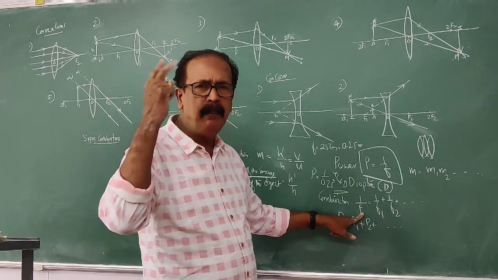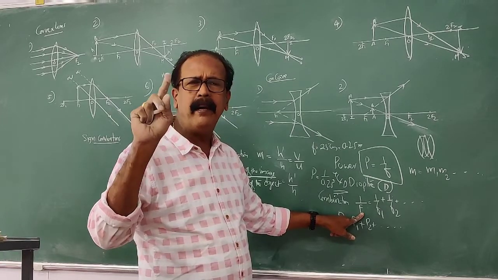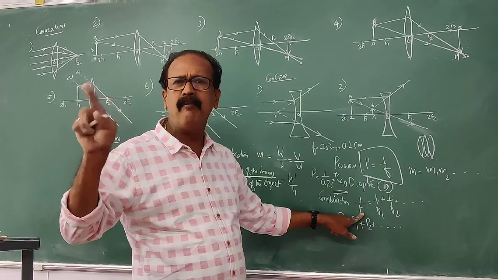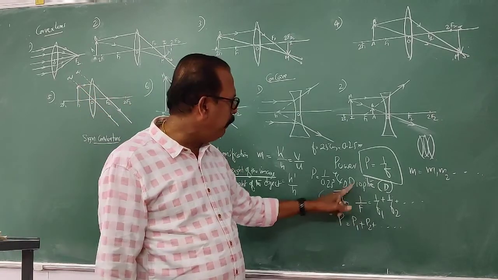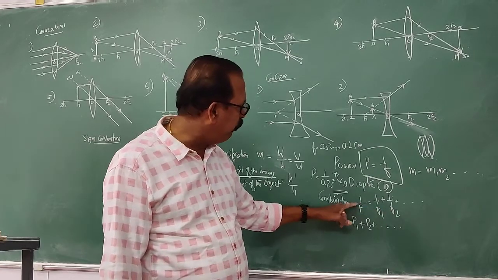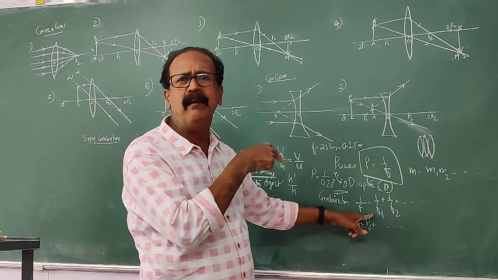Like you study in elementary classes how resistances are combined. When resistances are combined in parallel, we get a formula 1 by r equal to 1 by r1 plus 1 by r2, a similar formula. 1 by f equal to 1 by f1 plus 1 by f2 plus etc., where f1, f2 are the focal lengths of the individual lenses and capital F is the focal length of the combination, which we have to calculate.